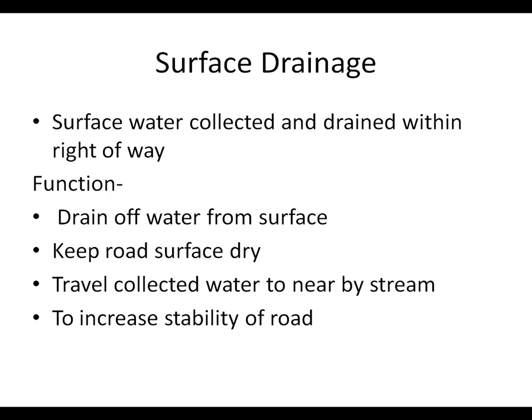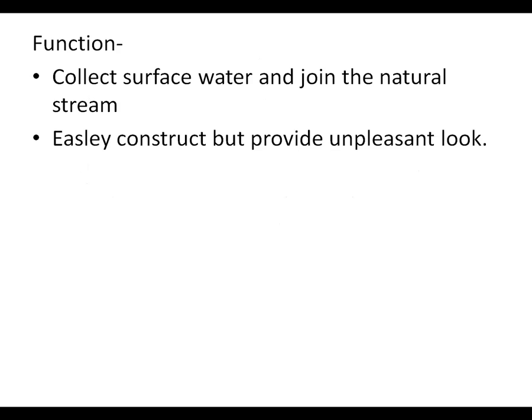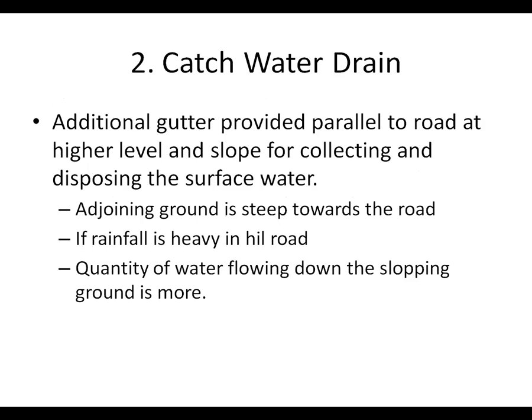There are two types of surface drainage system: one is the side gutter and another is the catch water drain. A side gutter is a trench nearby the road surface, running along the length of the road, and it collects water and transports it. It is unpleasant from the aesthetic point of view, but it is less costly.